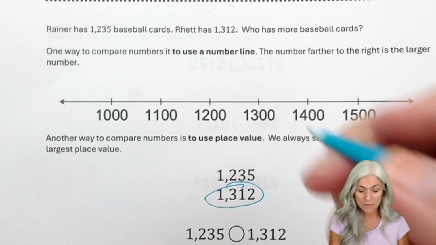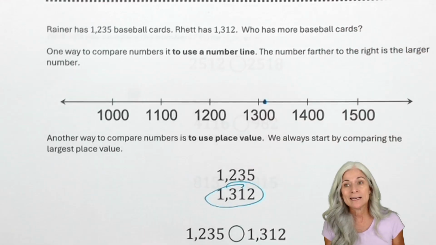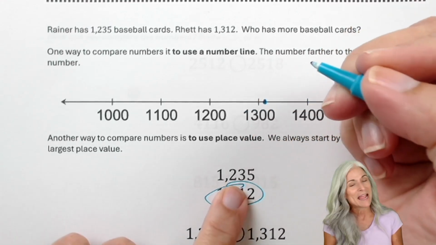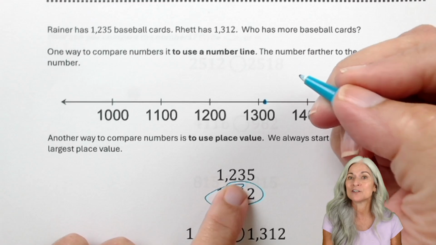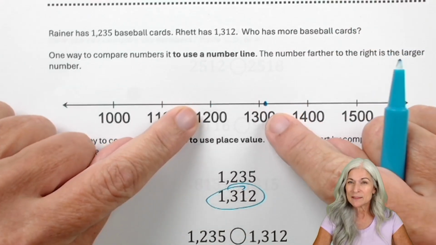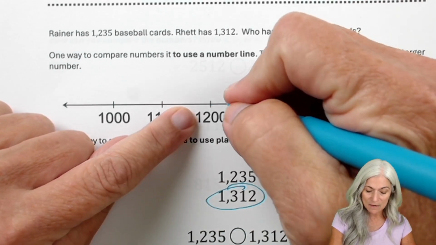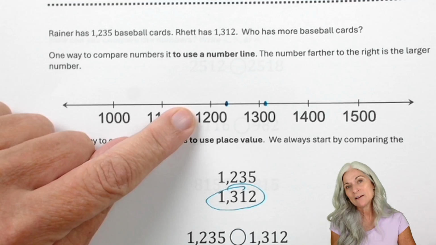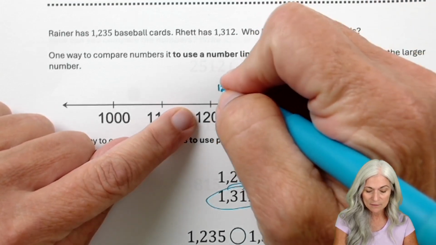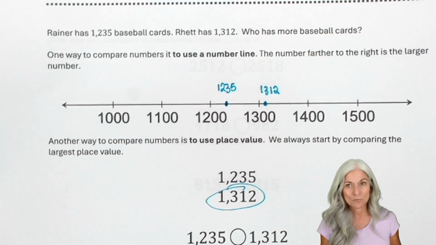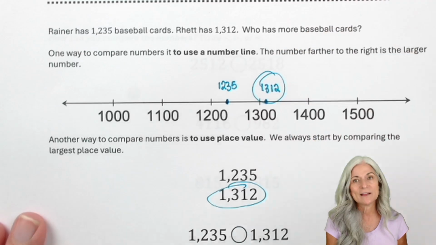So we would put 1,312 right here, and then we would have 1,235. Have these discussions. Well, 1,250 is in the middle of these two numbers. So 1,235 would be just to the left of the middle. So 1,235, 1,312, which one is farther to the right?